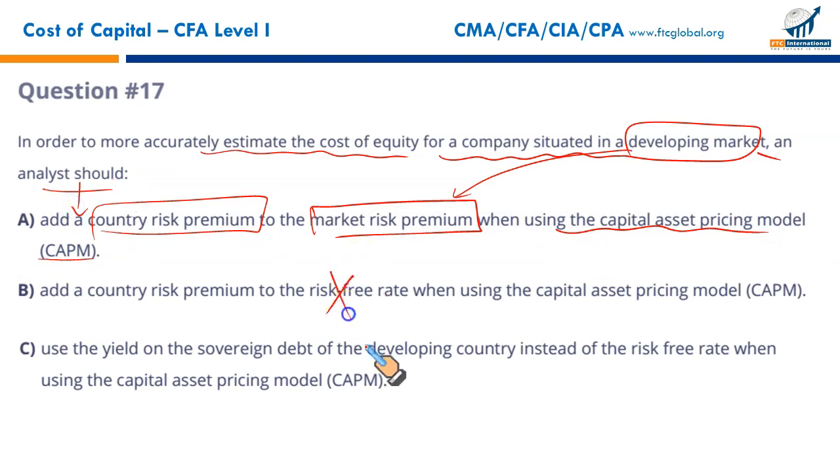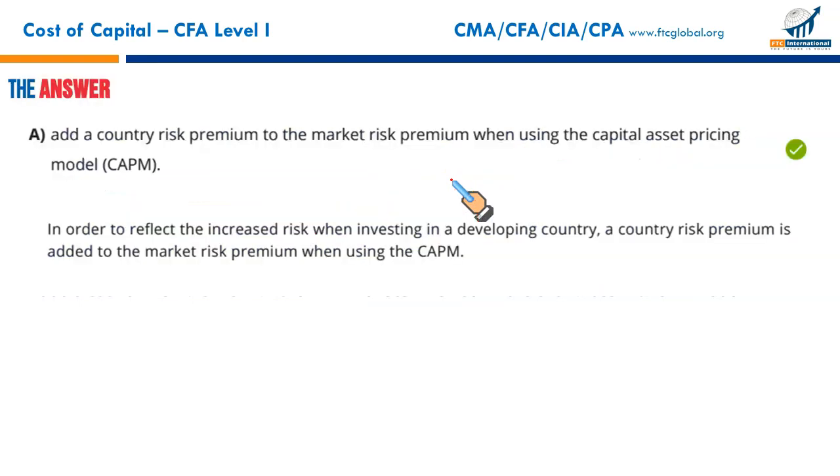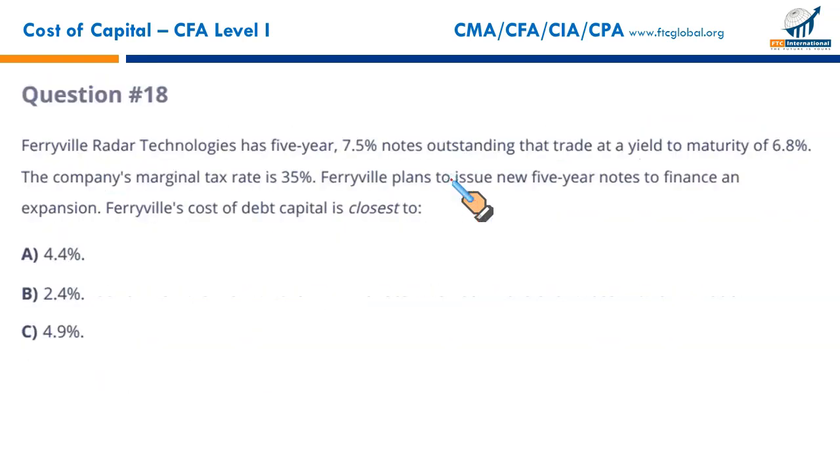We don't take the risk-free rate and we don't add the country risk premium to the risk-free rate. Neither do we take the yield on sovereign debt, because we're talking about equities. The basis for equities is market risk premium plus country risk premium. That will be the rate you will use for your computations. So that makes A the correct option. Next.